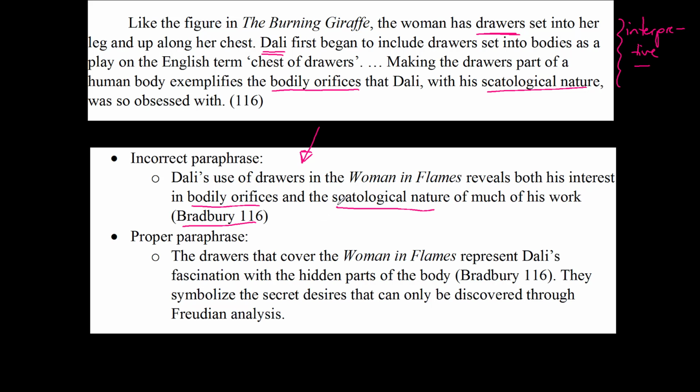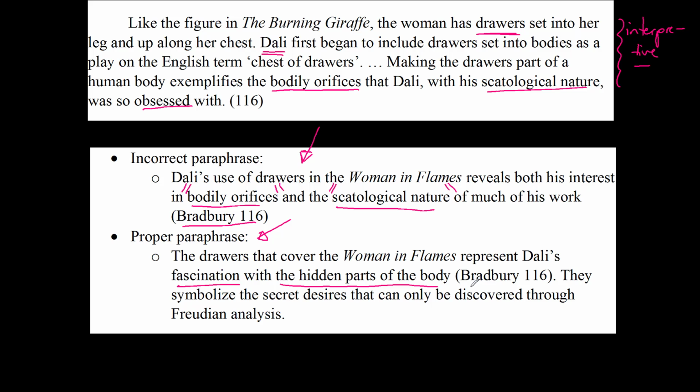This is considered plagiarism because you should be using quotation marks around these exact phrases. And the rule then is that anytime you have one or two words in a row like that that are quite exact, quite unique, then you need to make sure that you cite them properly. The way around this is what we've done in our proper paraphrase. So we've used our own words here. And instead of bodily orifices, for instance, we have the hidden parts of the body. Instead of this word obsession, we have a word like fascination. And that way we can paraphrase, put it into our own language, but we're still conveying the same idea.